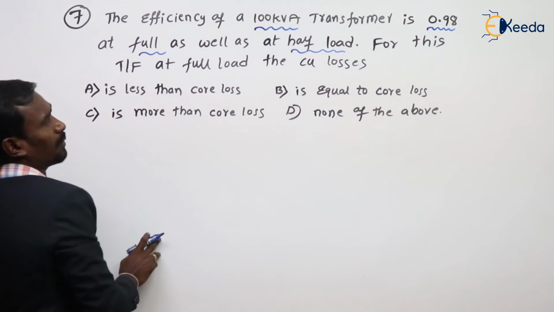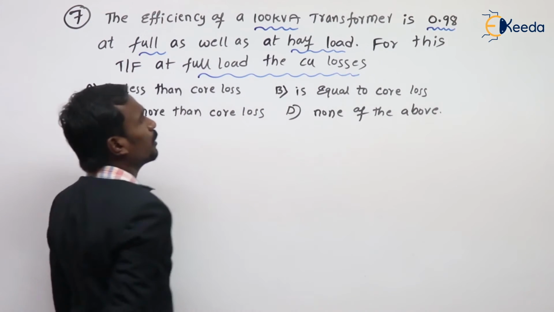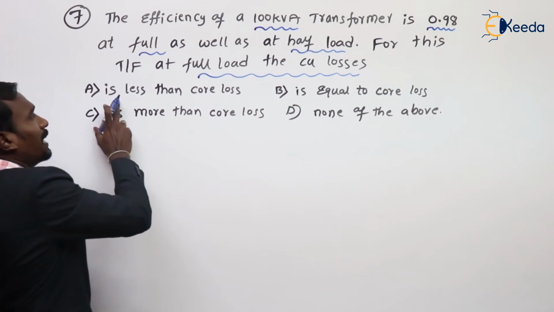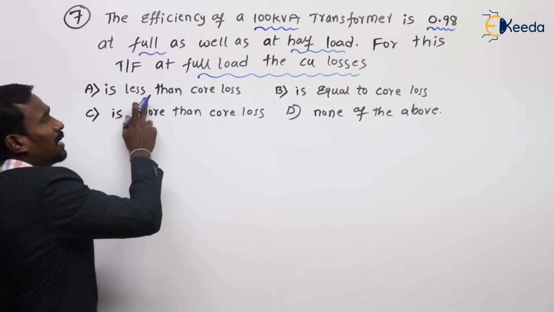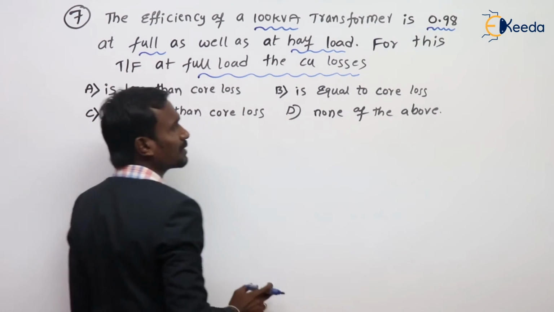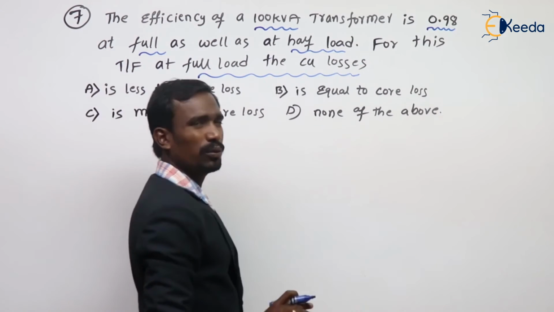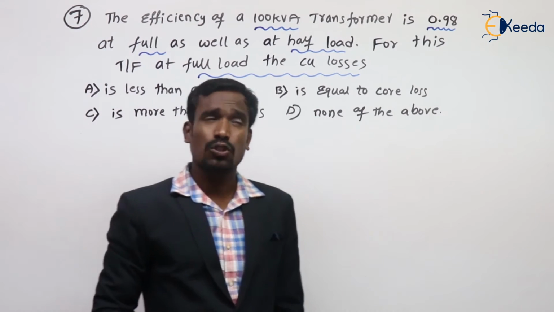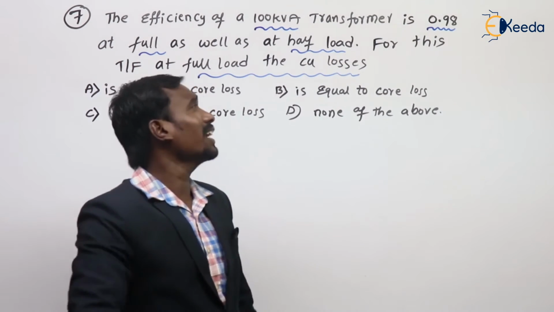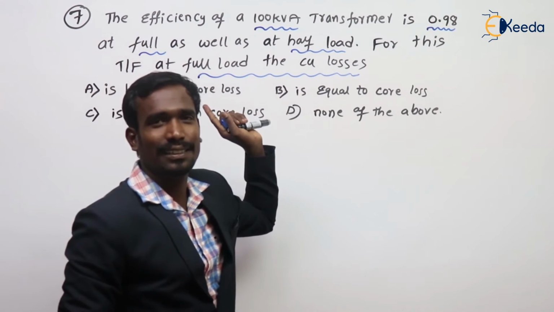For this transformer, what are the full load copper losses? Option A, the full load copper losses are less than core losses; equal to core losses; more than core losses; none of the above. Nothing but they are asking, to get the same efficiency at full load and half load, what is the relation between copper losses and core losses? Equal, greater than, or less than.